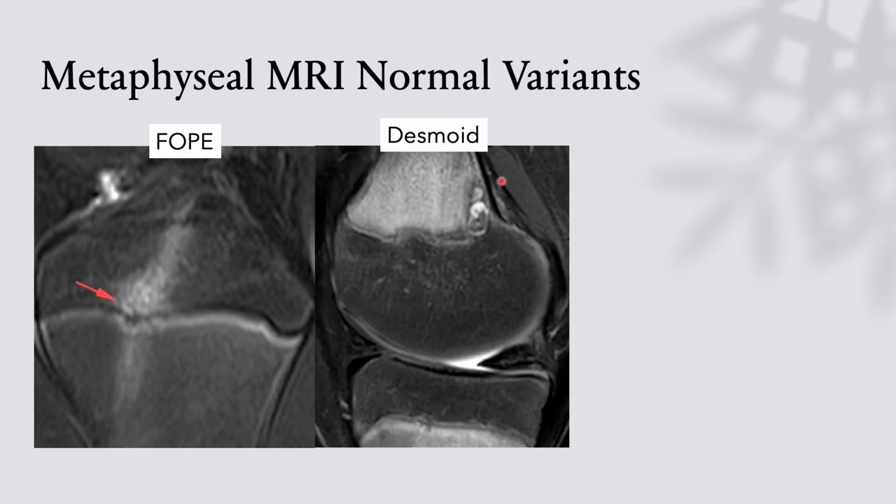You can see oftentimes a little lesion here. Now, this is abnormal metaphyses, but I'm going to talk about that later. But you can see this focal bone lesion here at the back, especially along the medial femoral condyle, and that is called a cortical desmoid. It's a normal variant that we see very often.